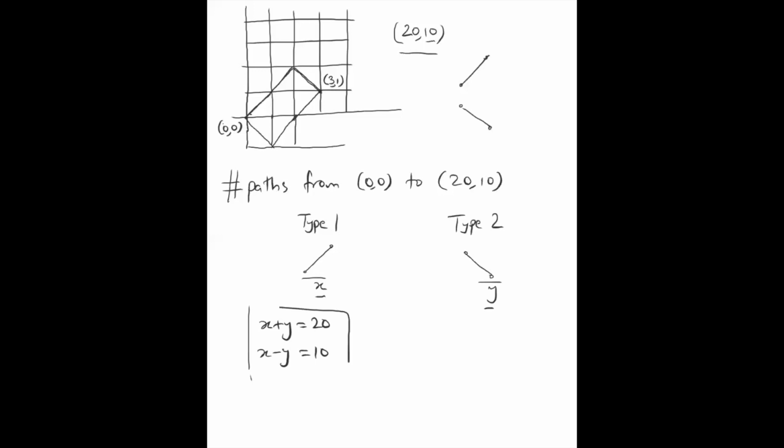So we definitely have this. No matter what path that person takes to 20, 10, these two equations should be satisfied. As you can see, these are simultaneous equations. Solving them gives us that X is equal to 15 and Y is equal to 5. So here is our first very interesting observation: no matter what path that person takes to 20, 10, there have to be exactly 15 steps of type 1 and 5 steps of type 2.